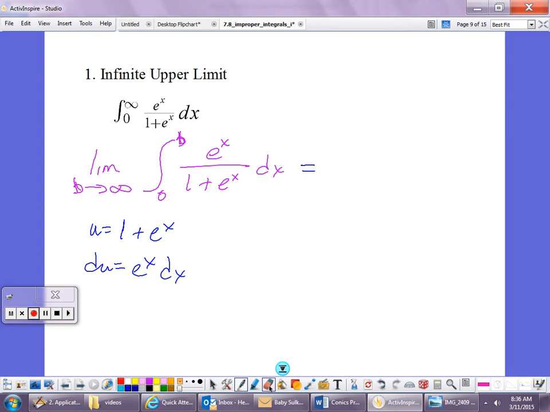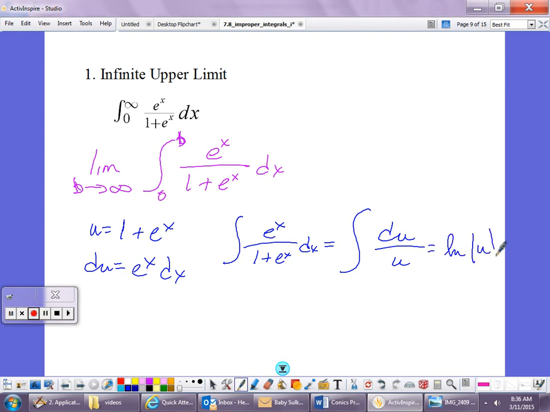So in a way, it might be better to think of it like this. I've got the antiderivative, e to the x over 1 plus e to the x dx. I've done my substitution. That gives me du over u, or u to the negative 1 du, and that's going to give me ln u, which is, if I go back and substitute back in, 1 plus e to the x. All right, so that's how I've evaluated this antiderivative.